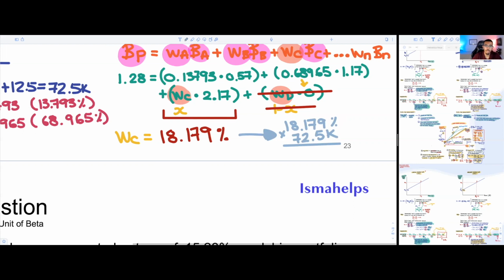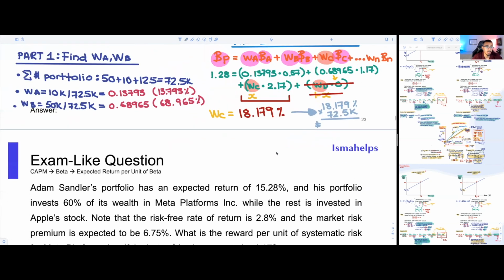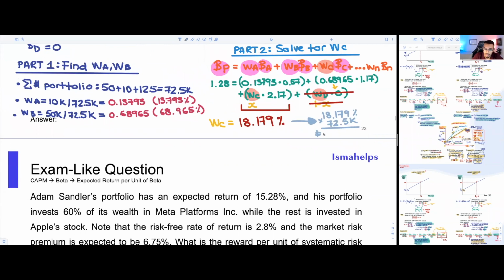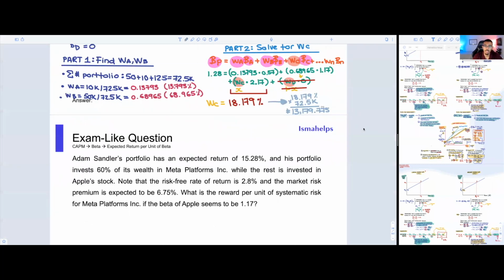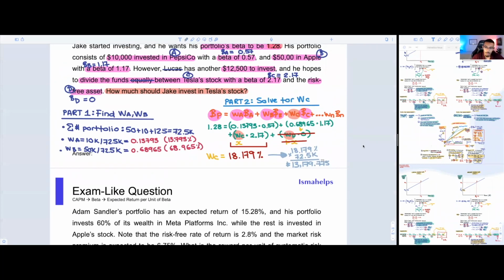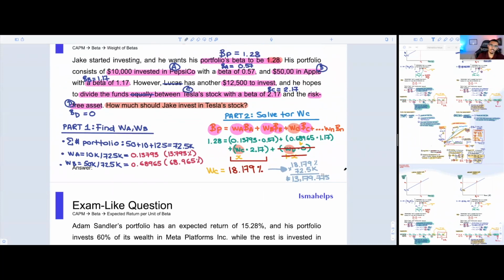And this would mean that only $13,179.78 should be invested into Tesla. So that actually means that we invested more money than we actually have available. And that's really interesting. That means that $13,179.78 will have to be invested into Tesla. Now, this is strange. Of course, on an exam, that'd be fine, and you could just answer that.